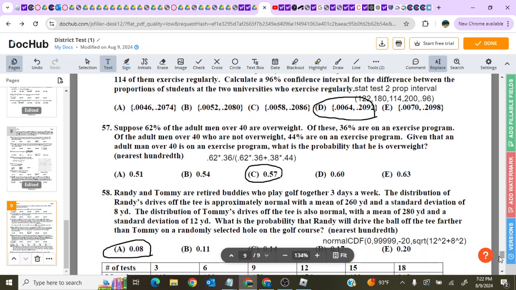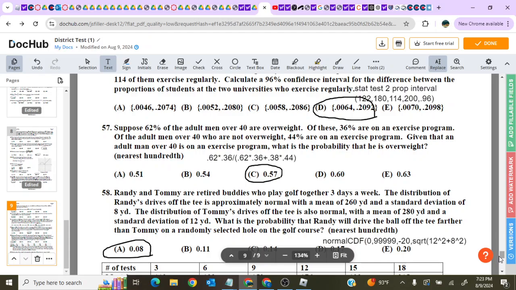Suppose 62% of adult men over 40 are overweight. Of these, 36% are in an exercise program. Of those who are not overweight, 44% are on an exercise program. If an adult man over 40 is on an exercise program, what's the probability he is overweight?